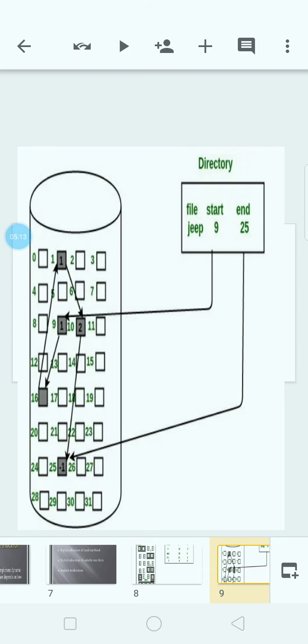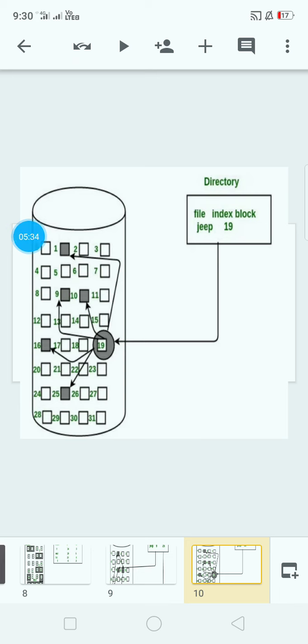A block K of a file can be accessed by traversing K blocks sequentially from the starting block of the file via block pointers. Pointers required in the linked allocation incur some extra overhead.